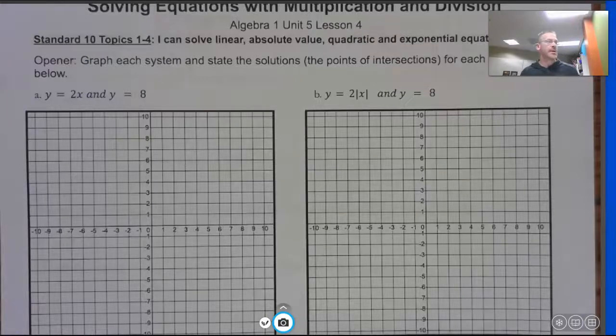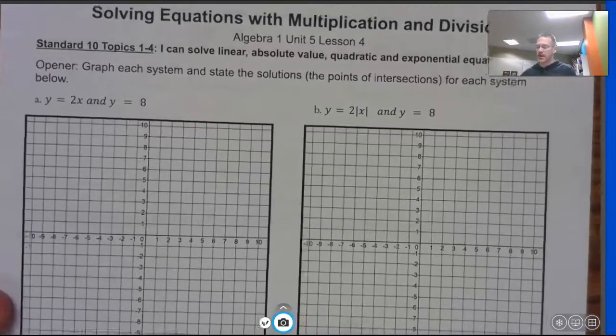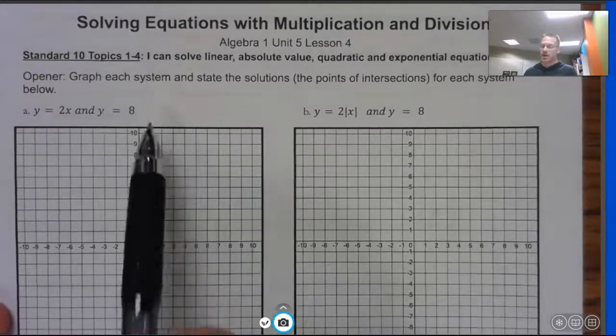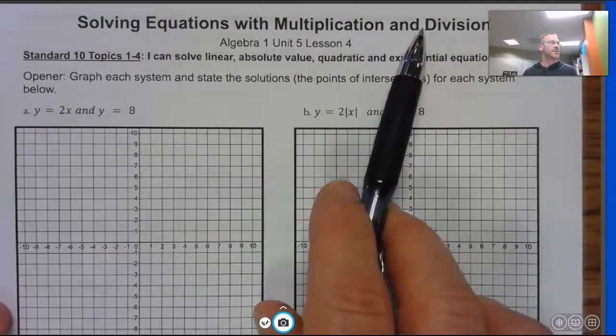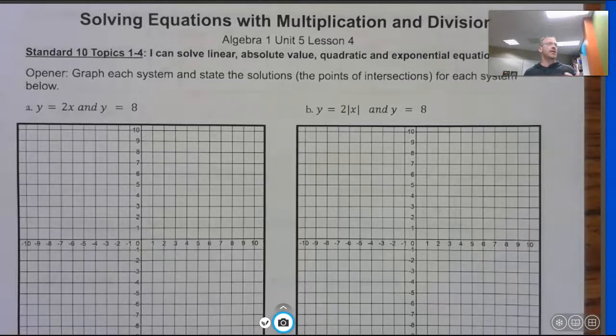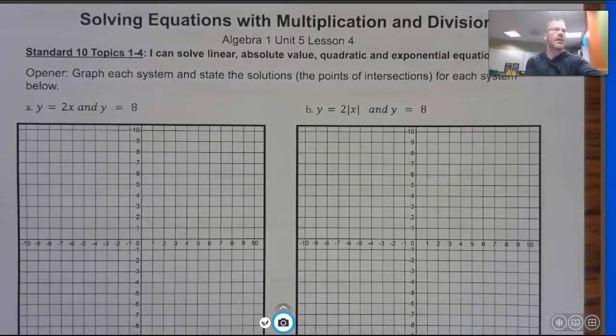All right, so we are back at it again, and you can see that today what we're going to focus on is solving equations with multiplication and division. We're going to continue our conversation about solving equations and what that means. And it's really going to go back to some of those same rules and properties that we talked about at the very beginning with real numbers.